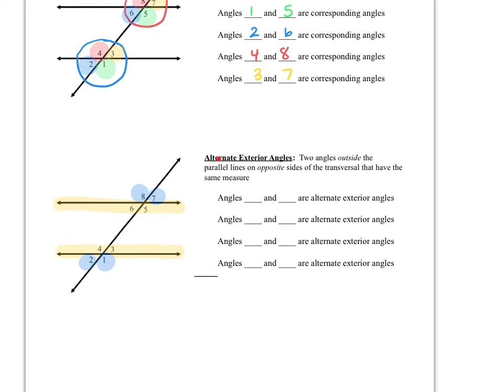Now the alternate part means that they have to be on opposite sides of this transversal. 8 and 7 are on the same side, and so are 2 and 1. But they also have to have the same measure, and 8 and 7 clearly look like different sizes. So the angles that match up here are 8 and 1, and then 2 and 7, because they are outside the parallel lines on opposite sides of the transversal, and they have the same measure. So this actually only has 2: 1 and 8, and 2 and 7 are my alternate exterior angles.